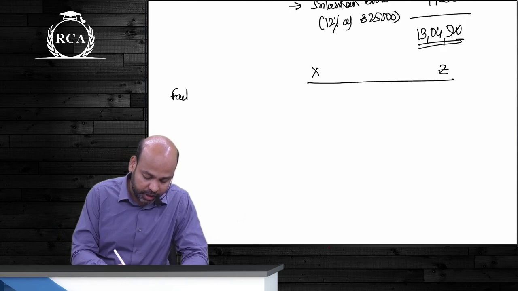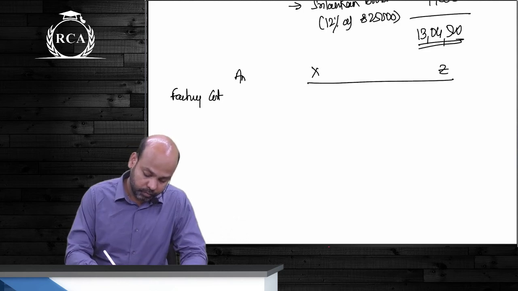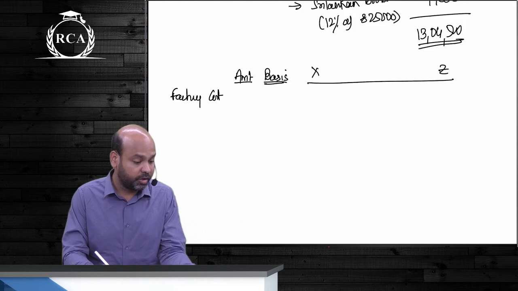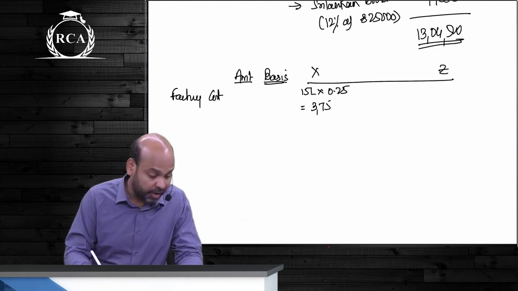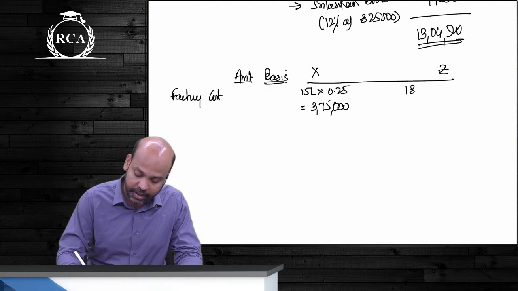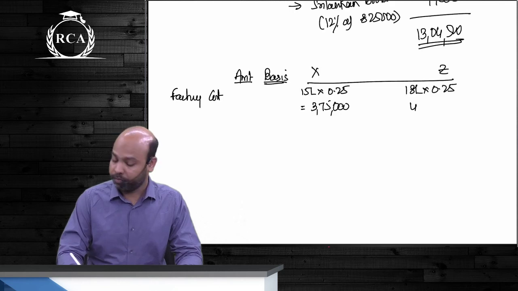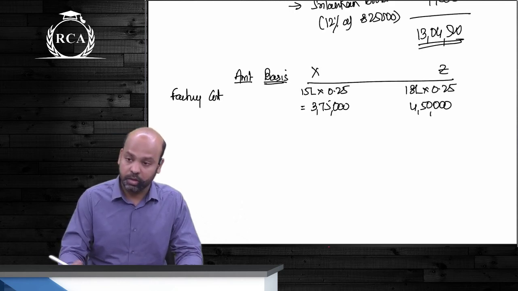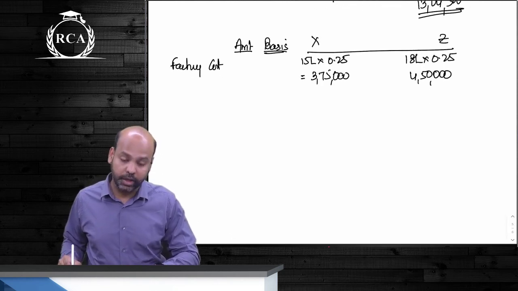First thing that you will write is factory cost of X and Z. What is the factory cost of X and Z individually? You can look above and write. 15 lakhs multiplied by 0.25 is 3 lakhs 75,000. And the other one is 18 lakhs multiplied by 0.25, 4 lakh 50,000.